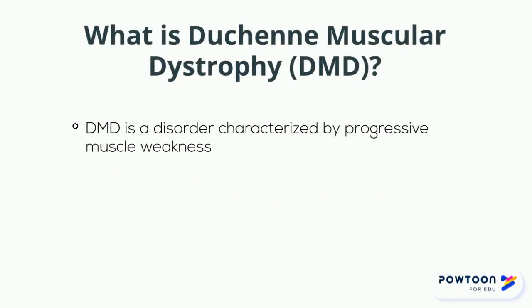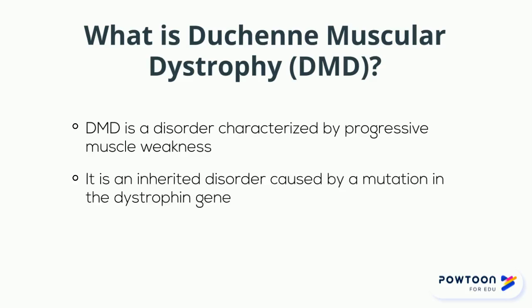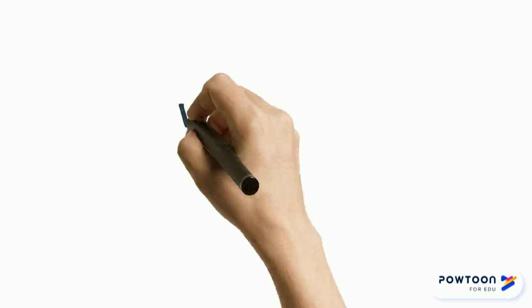Duchenne Muscular Dystrophy, or DMD, is a disorder in which the skeletal muscles progressively weaken. It is an inherited disorder, and it is caused by a mutation in the dystrophin gene, which is located on the X chromosome. And because of its X-linked recessive model of inheritance, it is almost exclusively found in males. So let's break some of that down.